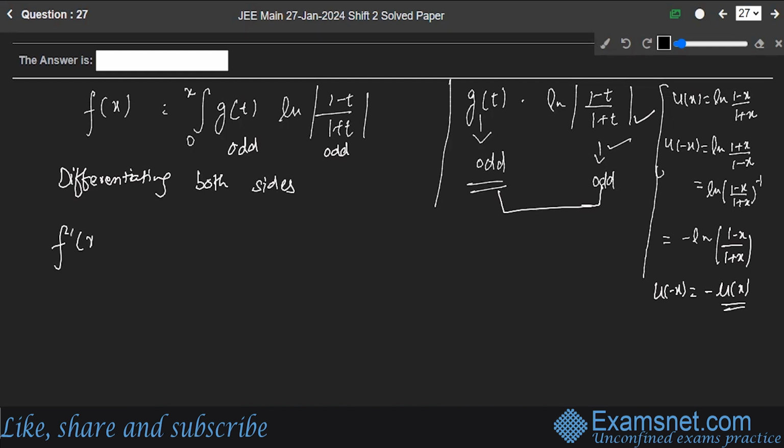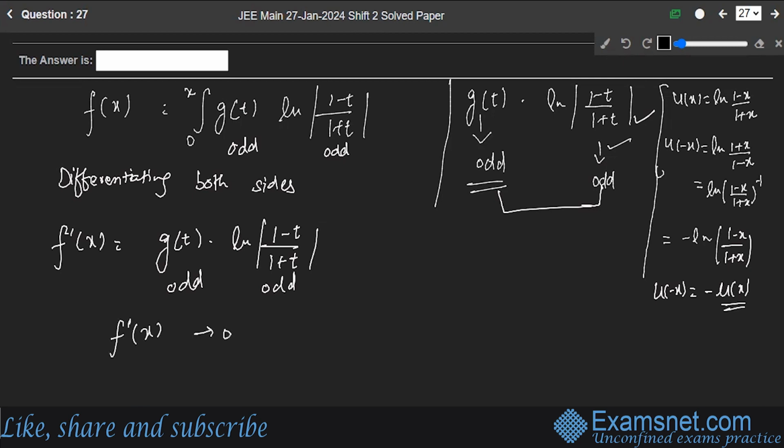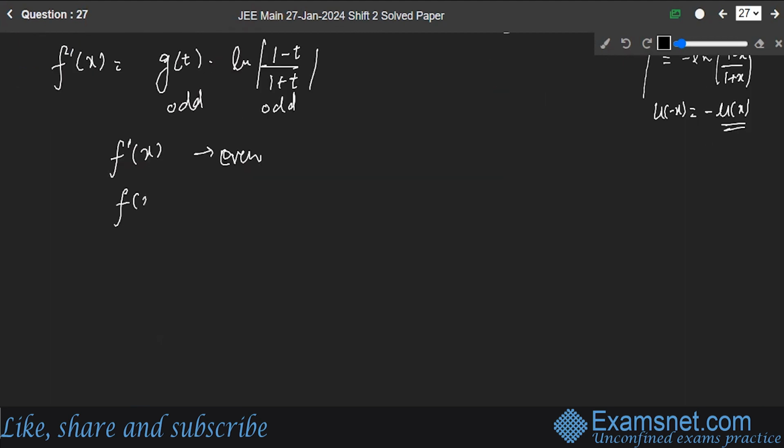Differentiating both sides, you have f dash x is equal to g(t) into log of (1 minus t) upon (1 plus t). So this was odd, this was odd. That makes f dash x an even function, because odd into odd gives you even. I'm repeating, this becomes odd into odd. That means f dash x, odd into odd, you always know this is an even function, because minus minus will cancel out each other. This will be an even function. And if the derivative is even, the function itself will be odd. All right, done. That means this is an odd function.